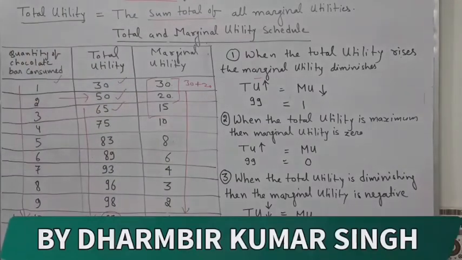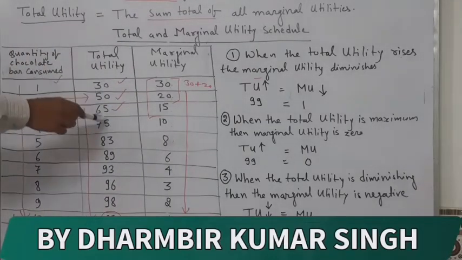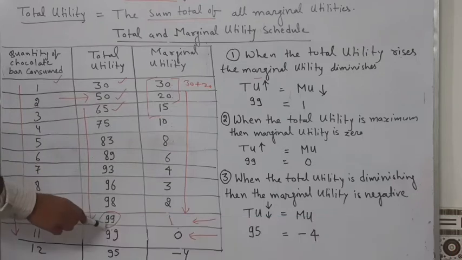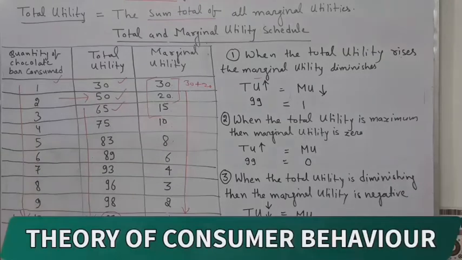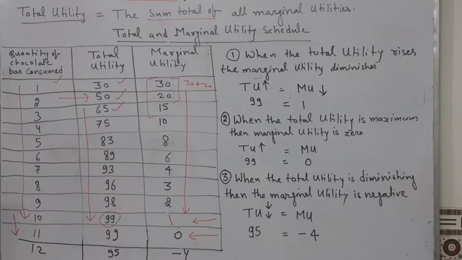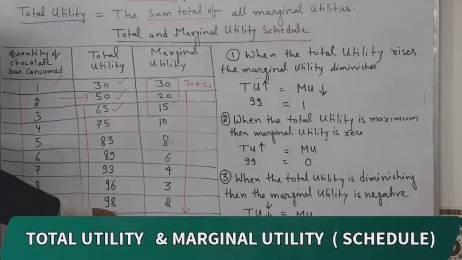Try to see it. Total utility: 30, 50, 65, in this way, 98, 99, 99, 95. Marginal utility: 210 minus 4.